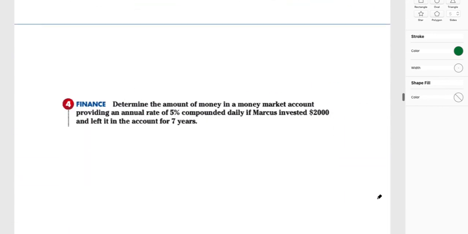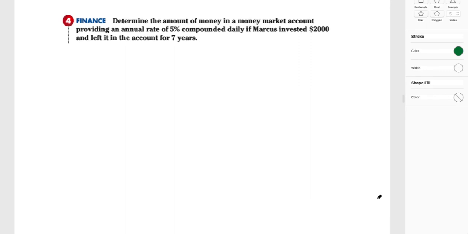Okay. It looks like we have this example next, which is going to deal with some finances. So we're going to talk about compounded interest. And so we're going to determine the amount of money in a money market account, providing an annual rate of 5% compounded daily if Marcus invested $2,000 and left it in the account for 7 years.